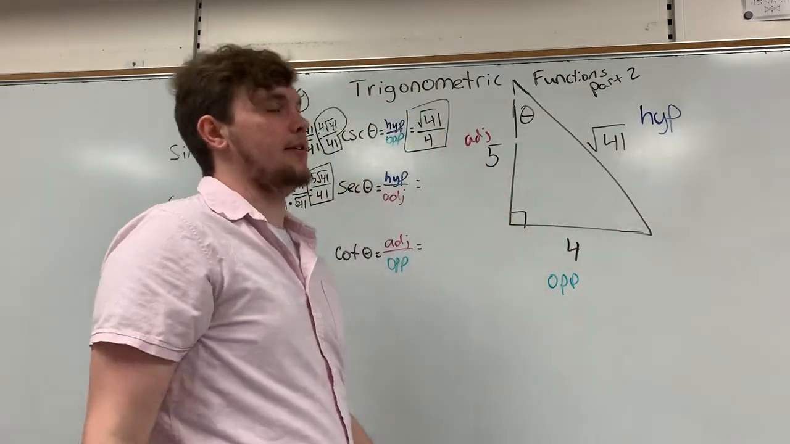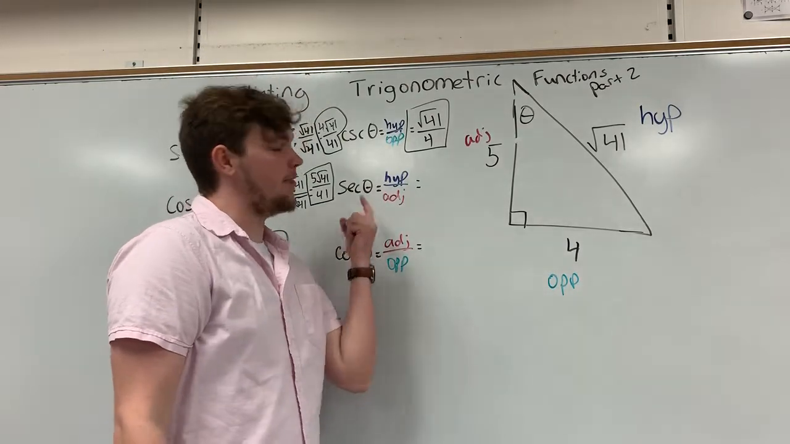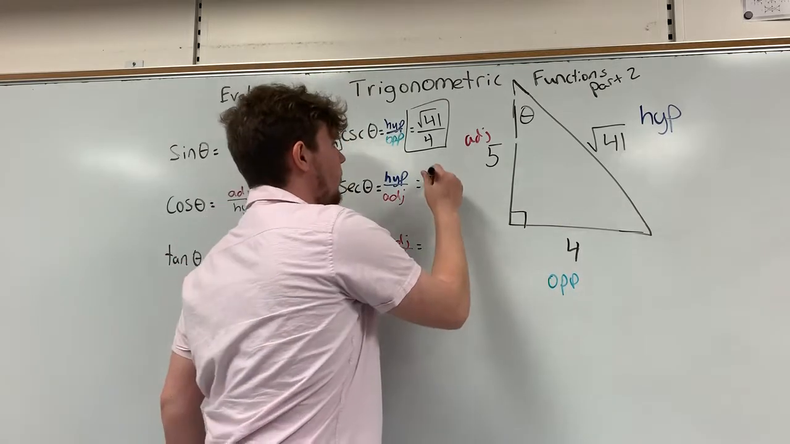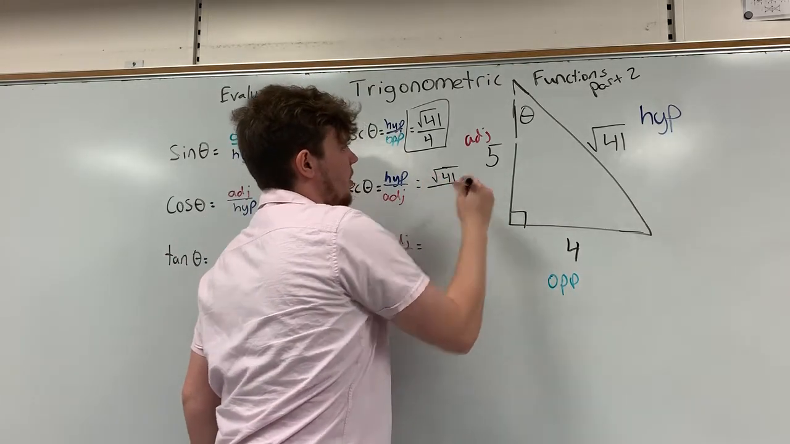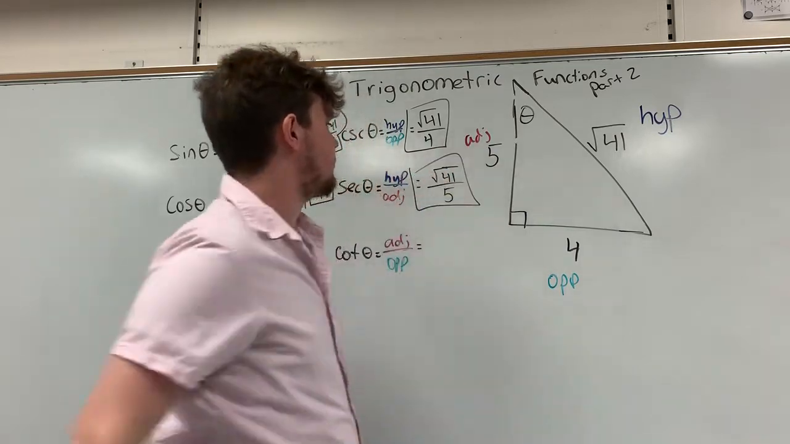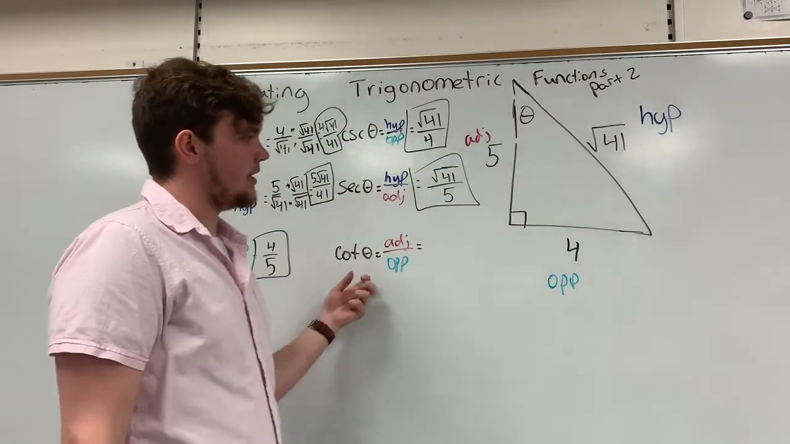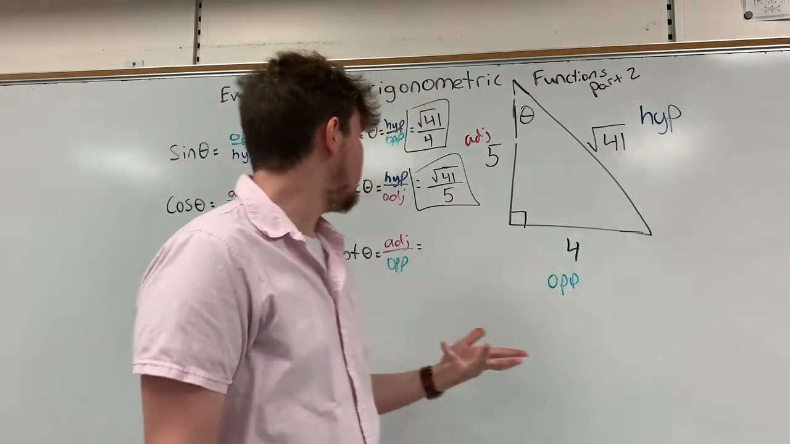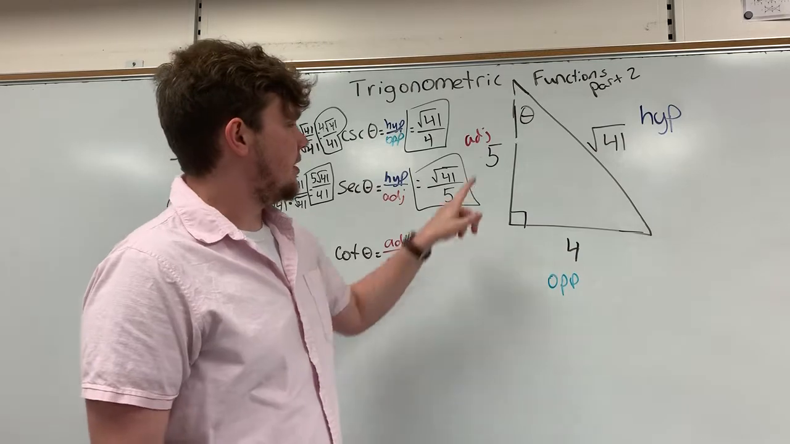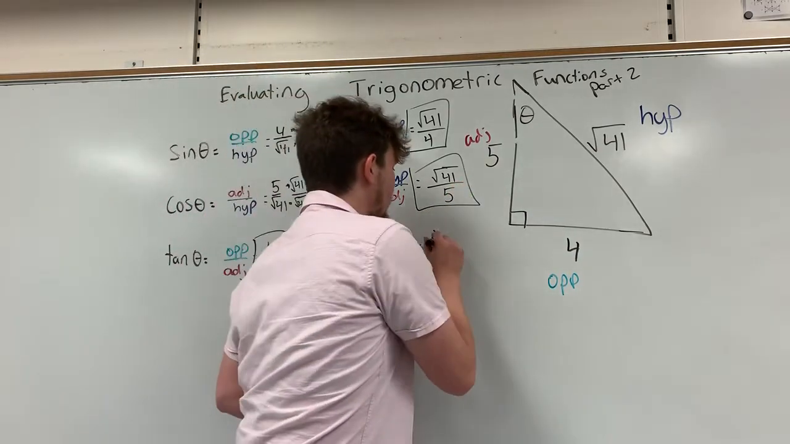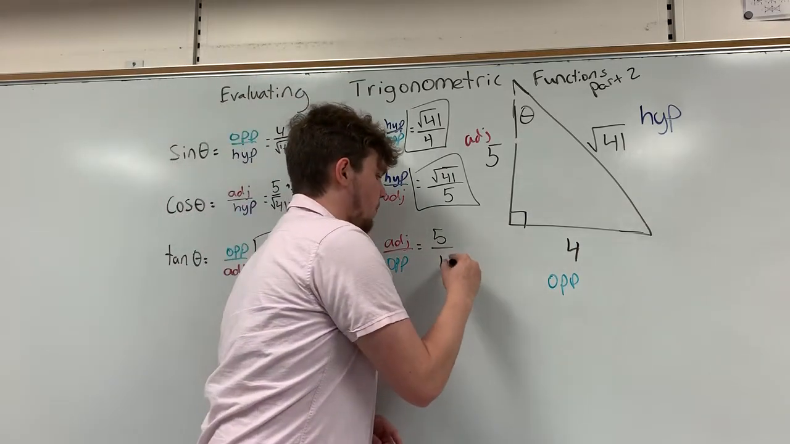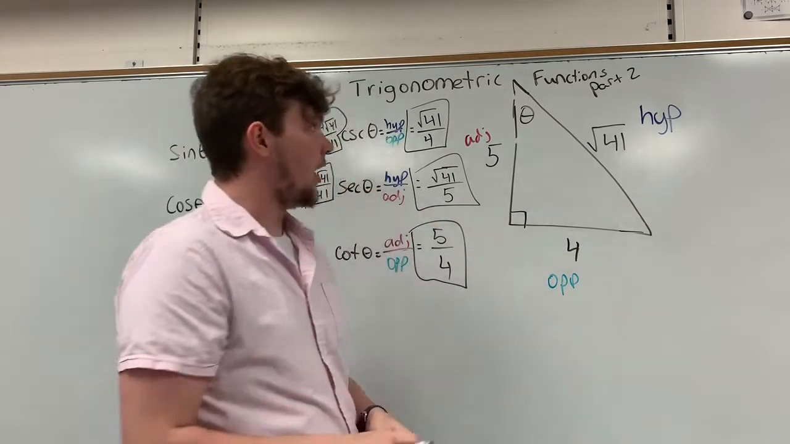Boom, done, donezo. Secant of theta, hypotenuse over adjacent. So hypotenuse is square root of 41, and then the adjacent is 5. Okay. And then lastly, cotangent. Cotangent is adjacent over opposite. So adjacent is 5 and opposite is 4. All right, good deal.